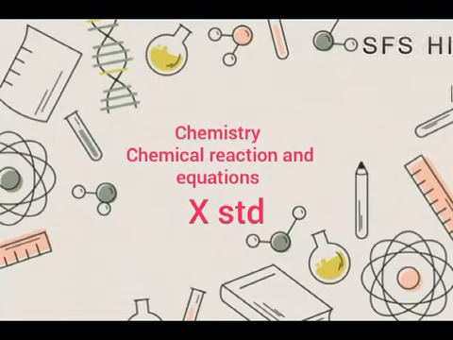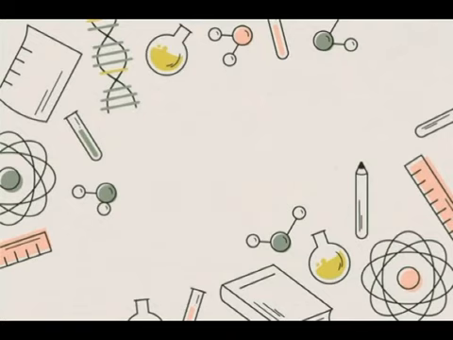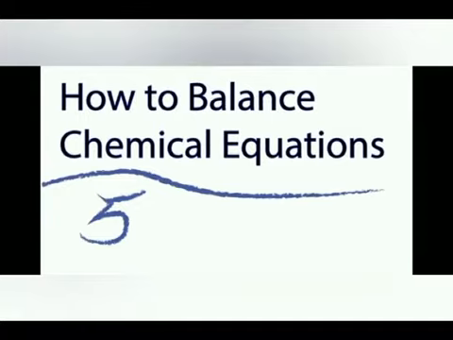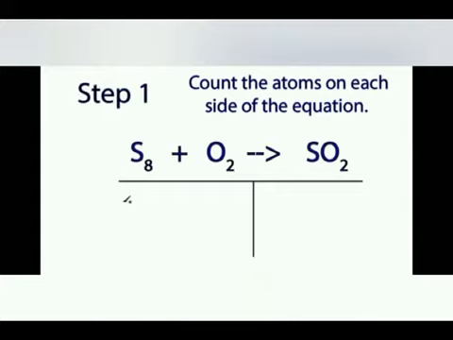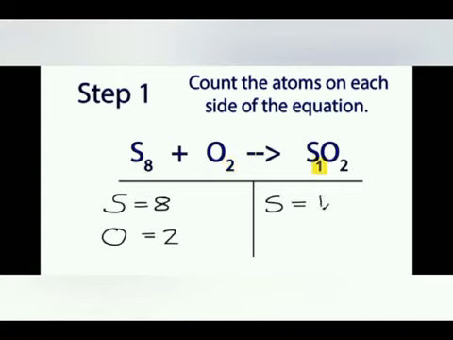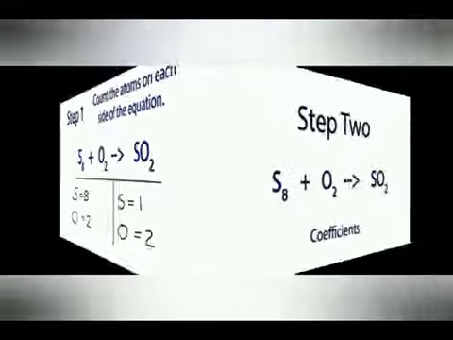In today's chemistry class, we see how to balance chemical equations. There are 5 steps in this. Step 1, you have to count all the atoms on each side of the equation. Example: S8 plus O2 gives rise to SO2. On the LHS, S is equal to 8 and oxygen is equal to 2. On the RHS, sulfur is equal to 1 and oxygen is equal to 2. Now it is not balanced. Sulfur is 1, but sulfur is 8 on the LHS.